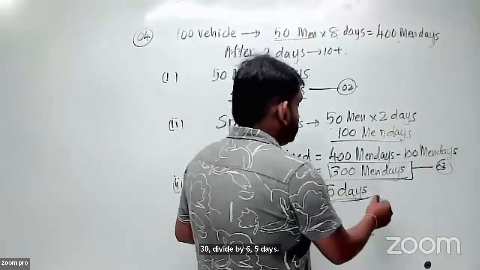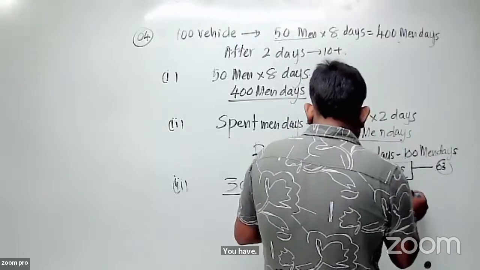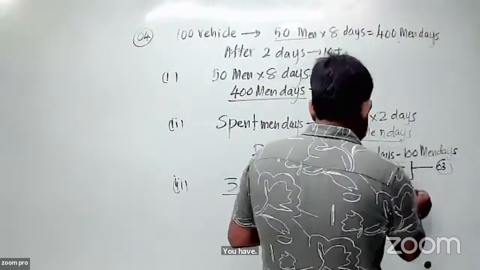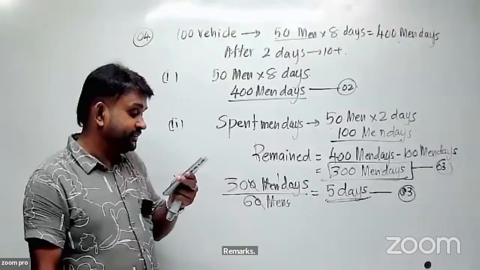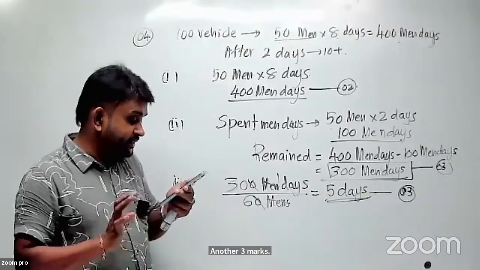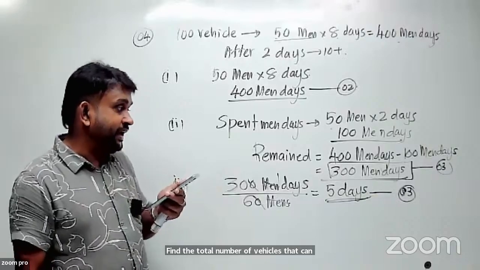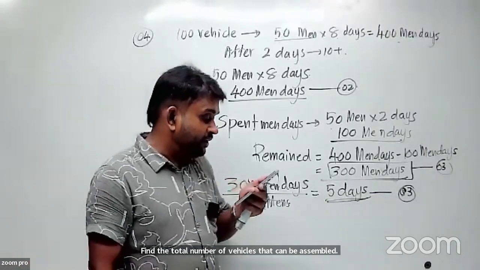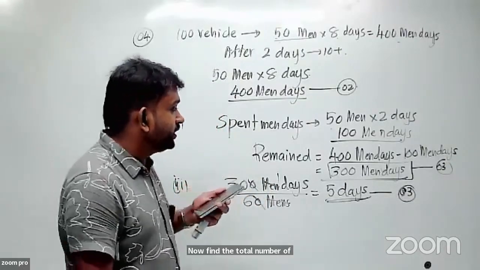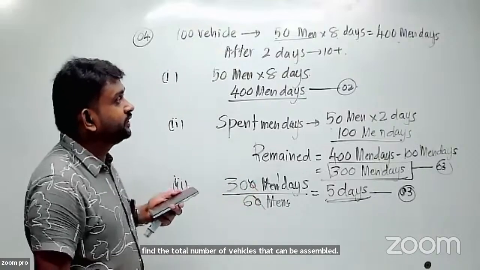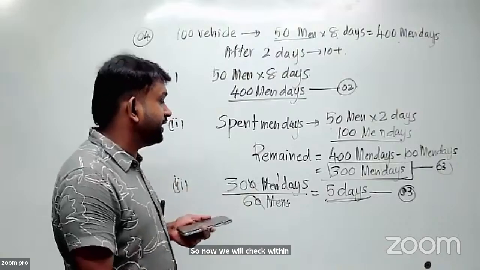So that one you have another 3 marks. And the last part: now find the total number of vehicles that can be assembled within 8 days, right? So now we will check within 8 days how much.